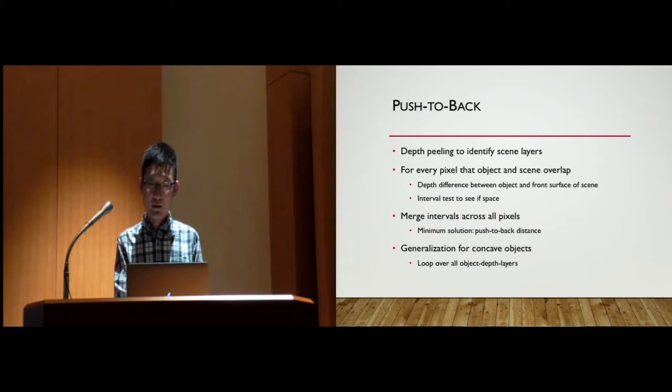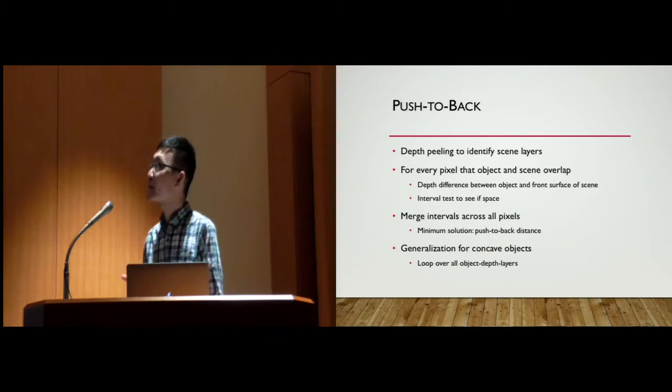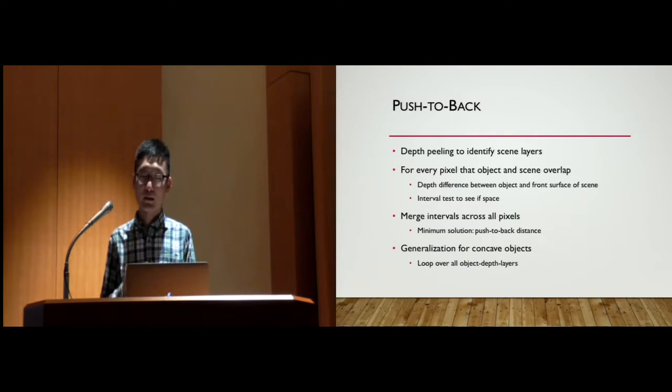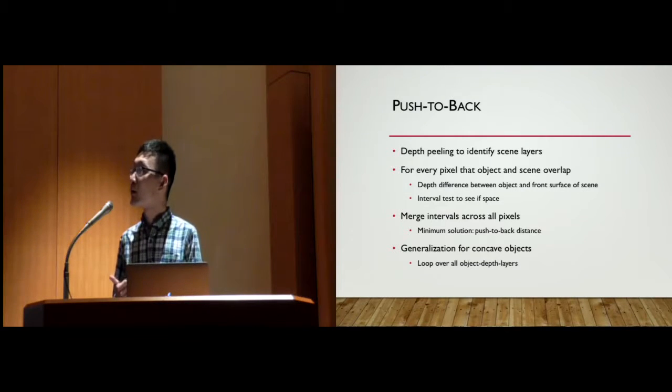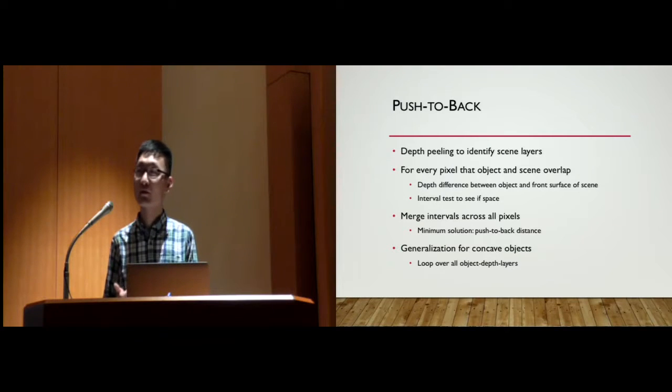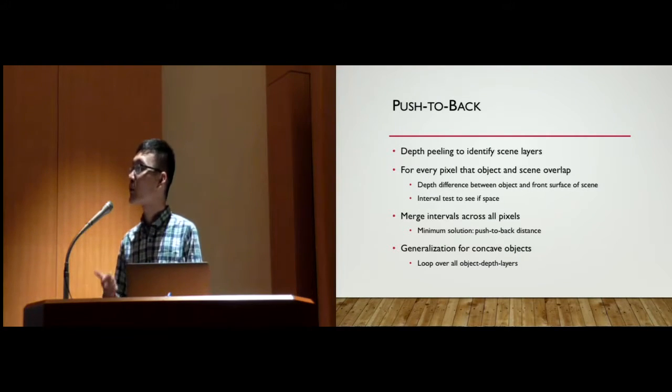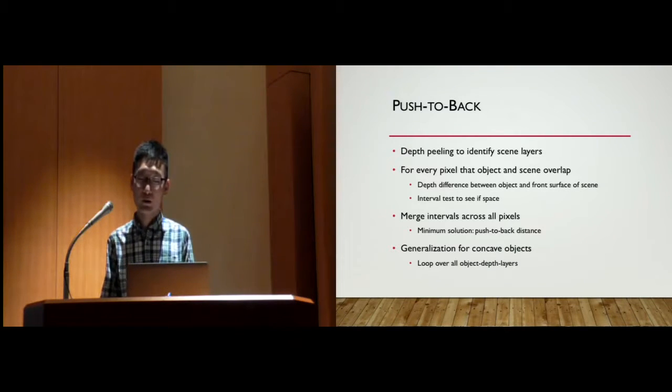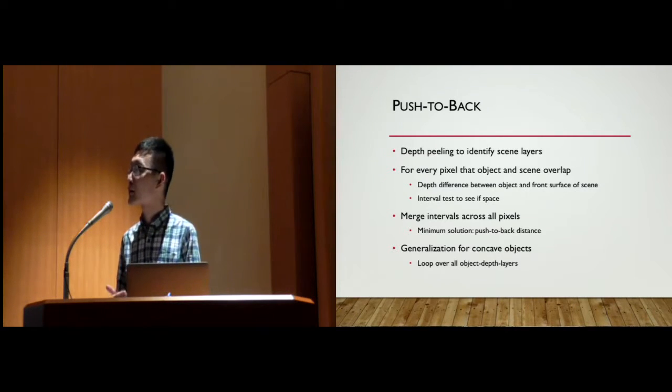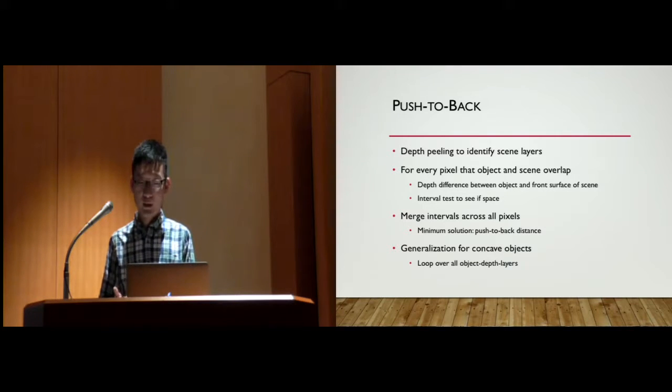Here's a slide that shows the push to back algorithm. First, we conduct depth peeling to identify the scene layers. And for every pixel where the object and the scene overlap, we calculate the depth difference between the object and the front surface of the scene. We perform an interval test to see if there is space to fit the object in that layer, and we merge the intervals across all the pixels. The minimum solution becomes our push to back distance. And pop to front is the symmetric algorithm to push to back. For concave objects, we have to loop over all the depth layers of the object, and finally find a minimum solution.